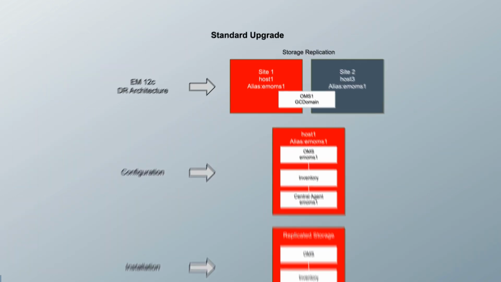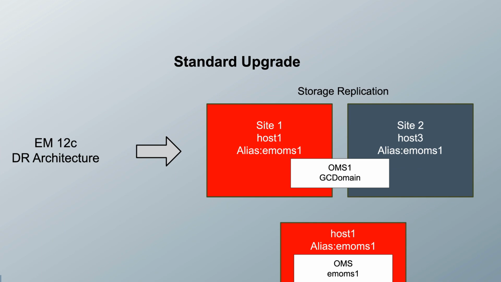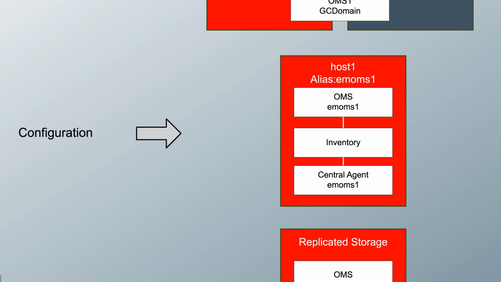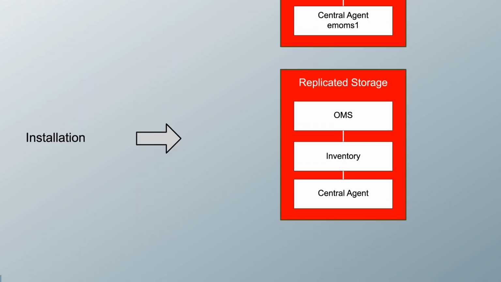You don't need to do the upgrade and transition process if the EM12C environment currently implements the storage replication DR architecture, and the OMSs and central agents are configured with alias host names, installed on replicated storage, and associated with inventory on replicated storage. In this case, a standard upgrade is sufficient.